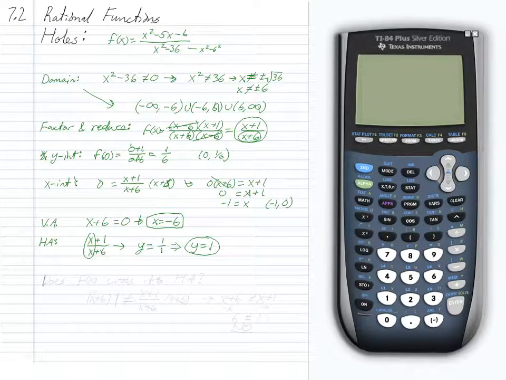And then I'll ask, does our function cross its horizontal asymptote? Remember, to solve that question, we set our asymptote equal to our function and say, does this ever work? So is 1 ever equal to x plus 1 over x plus 6? And again, you can use the reduced form. It's going to make life easier.